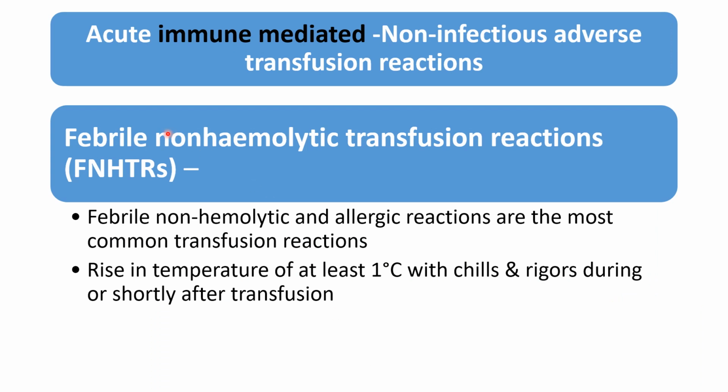In immune-mediated acute reaction, the patient can develop the febrile non-hemolytic transfusion reaction. These are the most common reactions. Allergic reactions and febrile non-hemolytic reactions are the most common transfusion reactions, in which a rise in temperature of at least 1 degree centigrade with chills and rigor occurs during or shortly after transfusion. This is a cytokine-mediated systemic inflammatory response which leads to the fever.